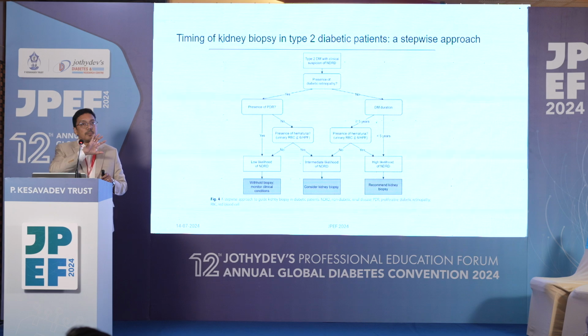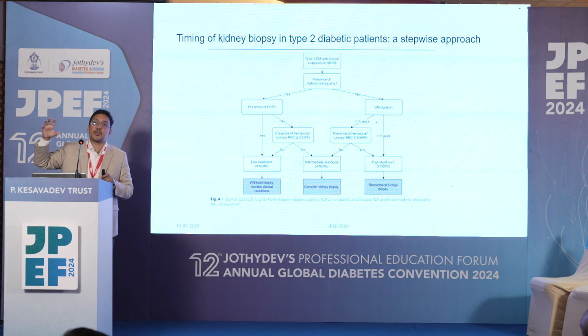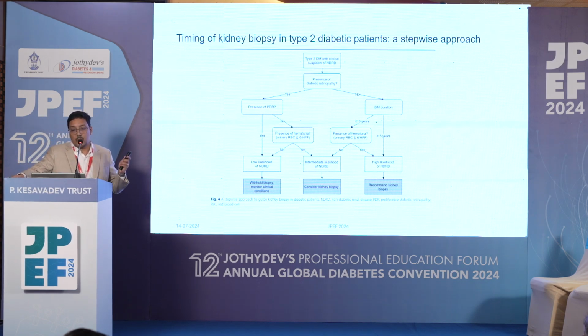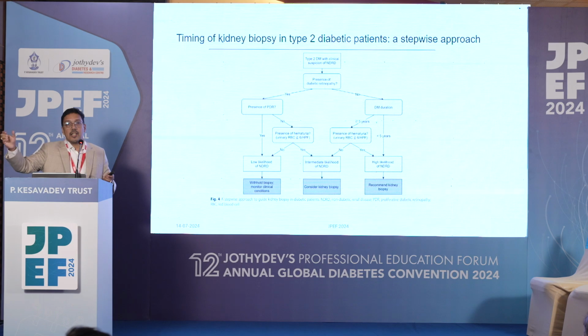So there is no specific consensus on when to do a biopsy when you suspect NDKD. But for all practical purposes, if a patient comes with type 2 diabetes especially, and you have a clinical suspicion of non-diabetic renal disease, we look at the fundus for retinopathy, and if there is no retinopathy, you have to look at the duration of diabetes. If it is less than 5 years, especially in type 1, there is a high chance of non-diabetic renal disease, and it is recommended to do a renal biopsy.